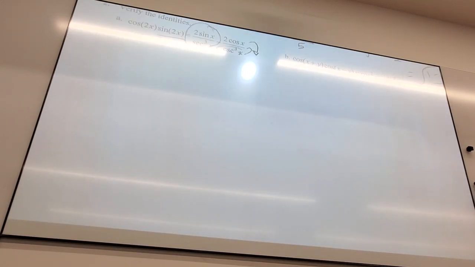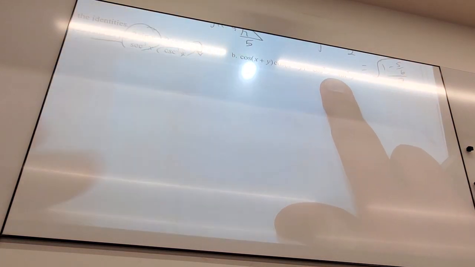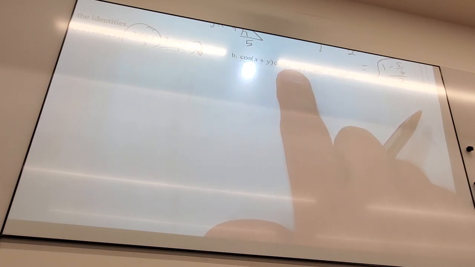Part B. Is this a double angle thing? Why not? The angles are different. That sucks. So do you see how there's really nothing I could do on this side? This side has a ton of stuff I could do. What's the immediate first thing I could do?